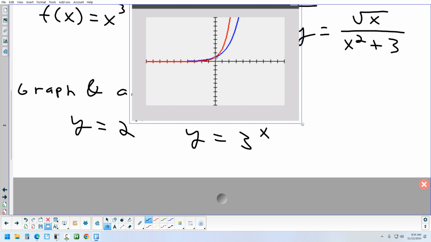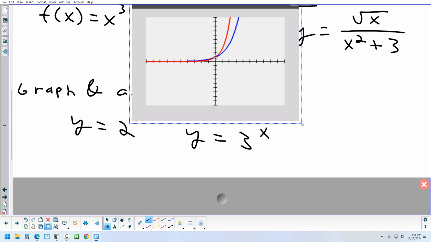Yep, exactly. And what happens after you cross the y-axis is because the red one is 3 to a power, that's going to curve up quicker than 2 to a power. That's basically what I was looking for there. Any questions on that?